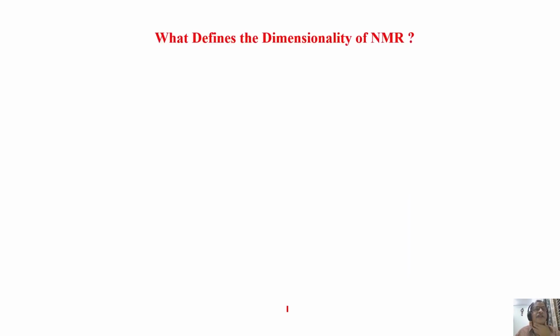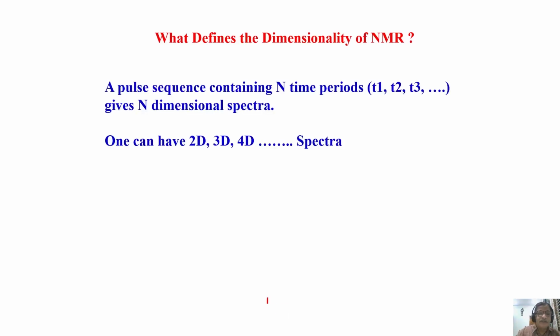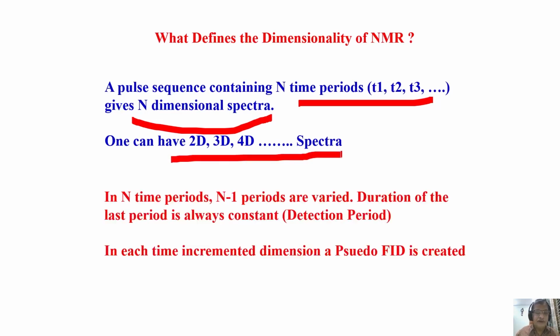Now the question is, with this we can generalize and say, what defines the dimensionality of a spectrum? Simple logic. A pulse sequence containing n time periods gives n-dimensional spectra. Remember, you can have a pulse sequence containing n time periods, like T1, T2, T3, these are the nomenclatures we use, and it gives n-dimensional spectra. So we have 2D, 3D, 4D, etc. spectra. Important point to remember, in n time periods, n-1 periods are varied.